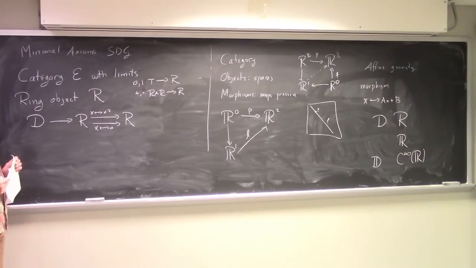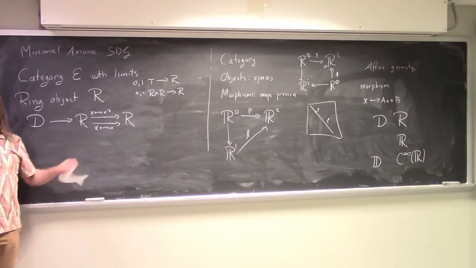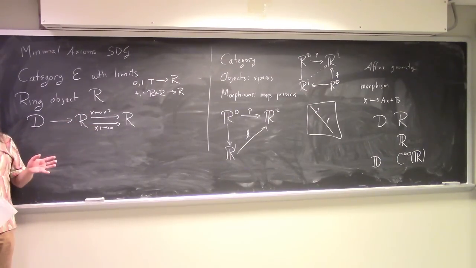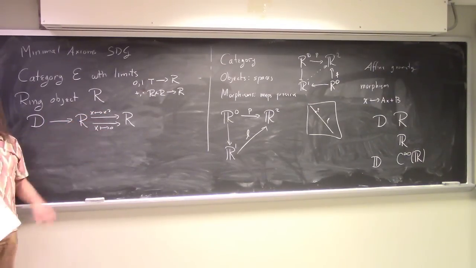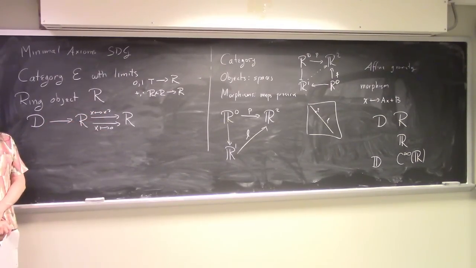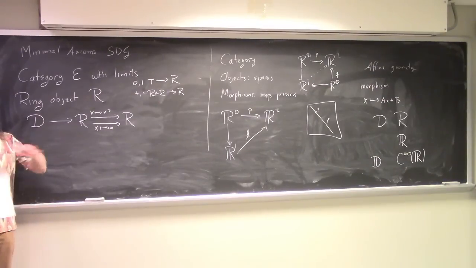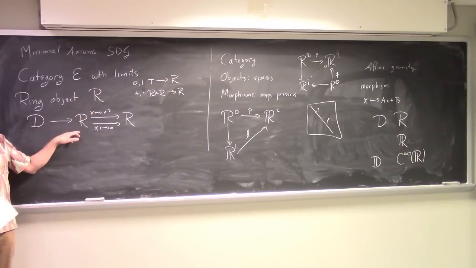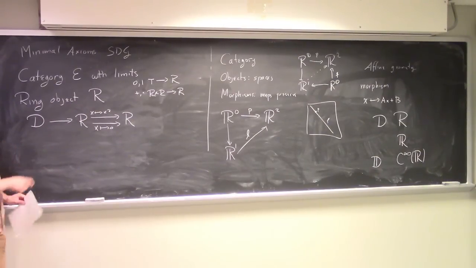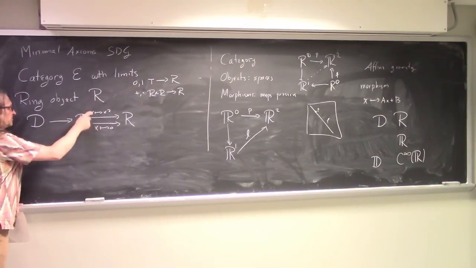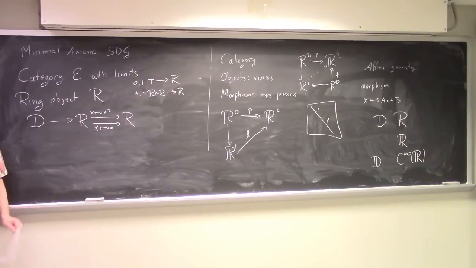Because you're modding out, no? Well, I'm saying them equal. I'm finding those elements. I'm trying to find all x's for which x squared equals 0. So I'm not quotienting it. I'm picking out the sub-object on which these two maps agree. So that's an equalizer.